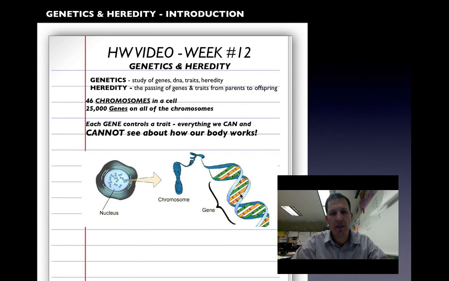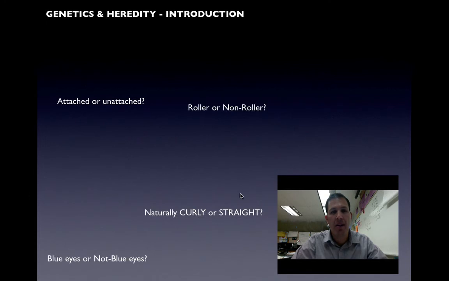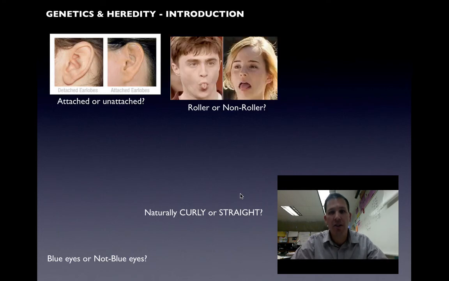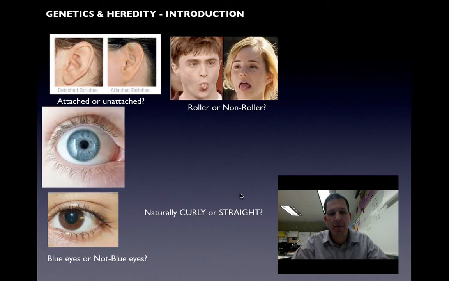Now let's take a look at a couple traits. I want you to write down some of your traits. Is your earlobe attached or unattached? Look at that photo and check your earlobe. Does it go straight into the side of your neck, or does it have a looping part that hangs down? Write down attached or unattached for yourself. Can you roll your tongue, or are you a non-roller? I am a non-roller. I cannot roll my tongue like you see. I think that's Harry Potter doing that right there. Do you have blue eyes or any other color of eyes? Or should I say brown eyes or not brown eyes?